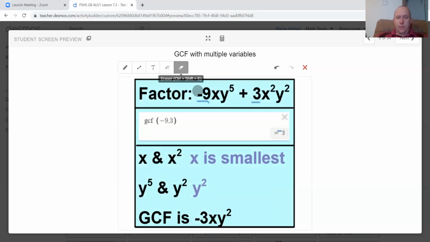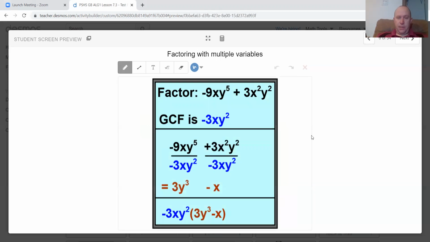Do each letter in turn. So we'll do the x's first. So I can see that I have x. And I can see that I have x squared here. So the smaller of the two is clearly x. And then do the same for the y's. So I've got y to the 5 and I've got y to the 2. The smaller of those two is y to the 2. So when you put all that together, the GCF is negative 3, x and y squared. If the question says factor like this, then to find the second factor, we divide this by the factor that we already know. And that's what we're going to do on slide 6.